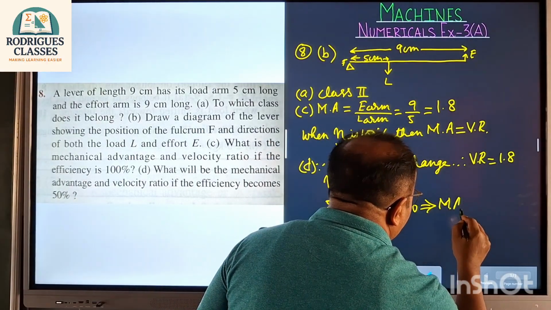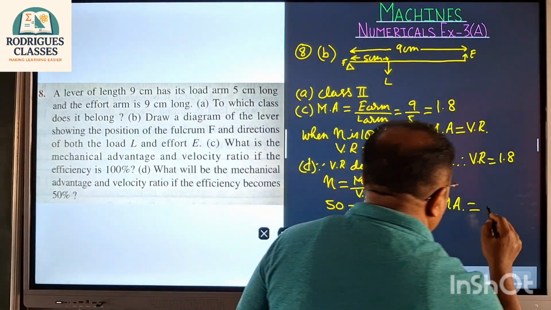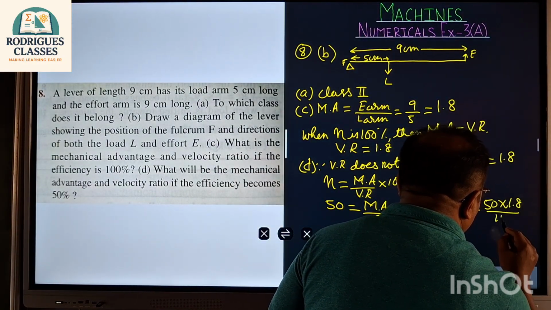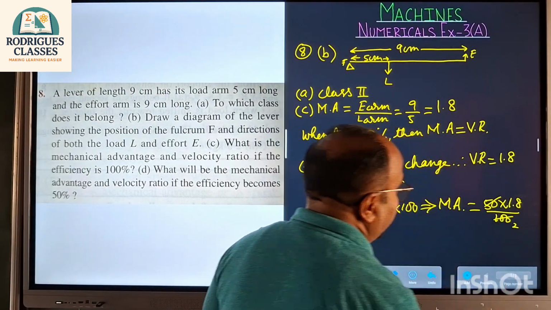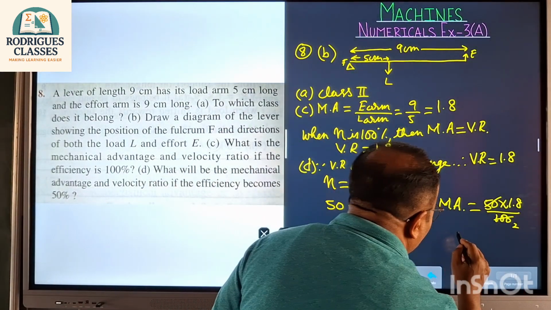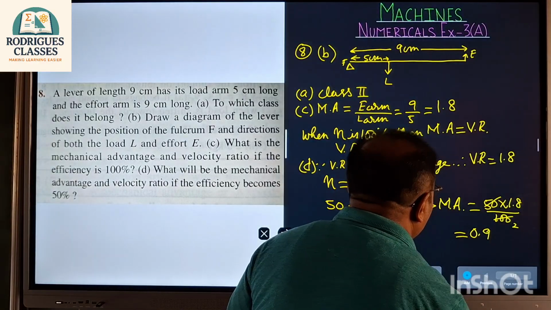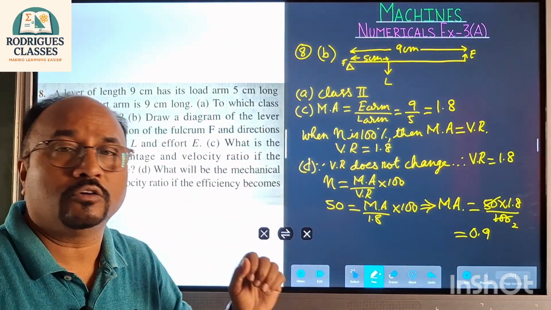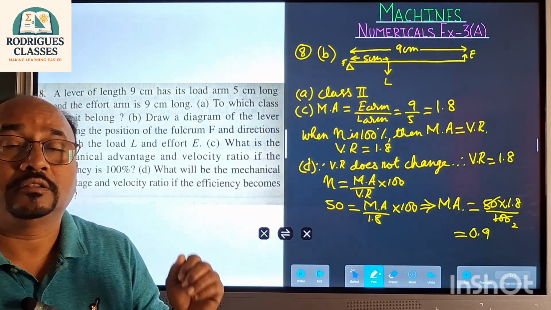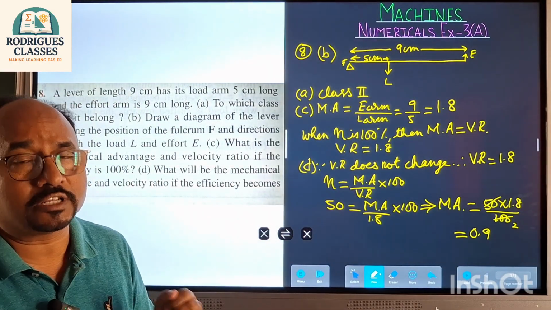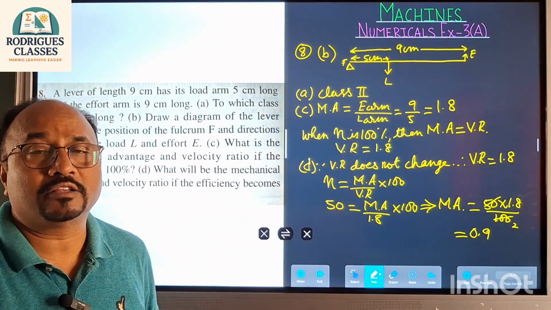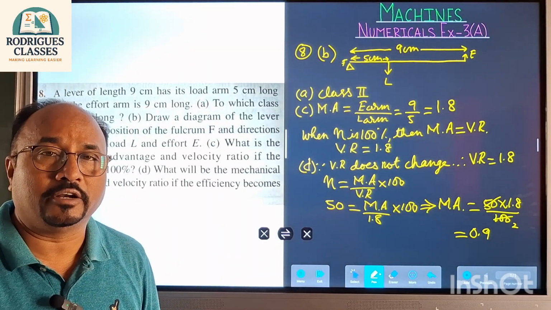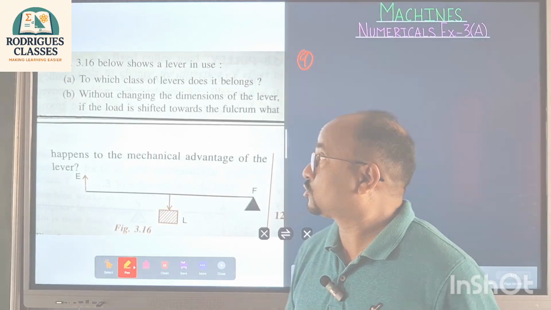So I get mechanical advantage 1.8 will multiply with 50 by 100. 50 2's is cancel. 1.8 divided by 2 will give me 0.9. Okay, so mechanical advantage comes as 0.9. So a very good numerical to keep you in this understanding that the velocity ratio does not change, but mechanical advantage will change, and it depends upon the efficiency. I hope this numerical is clear to you all. Let us see the next one, ninth one.